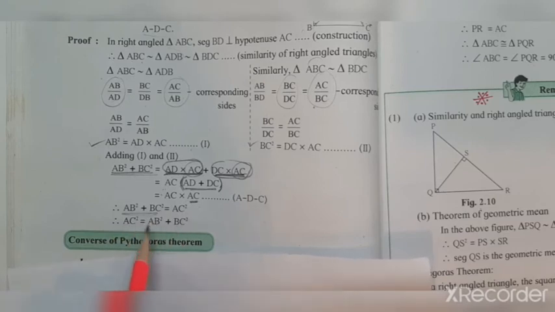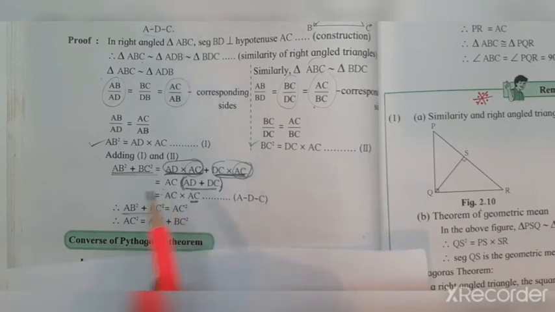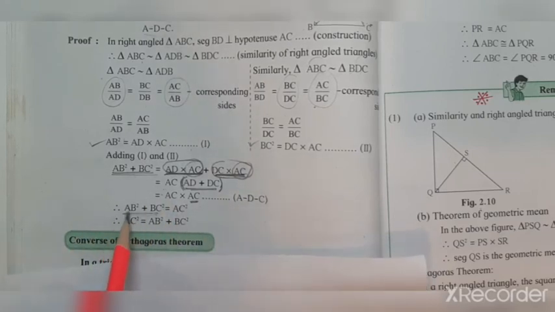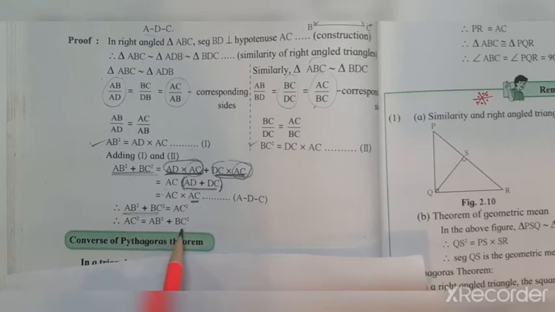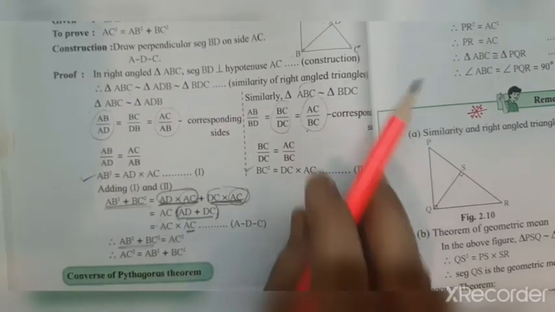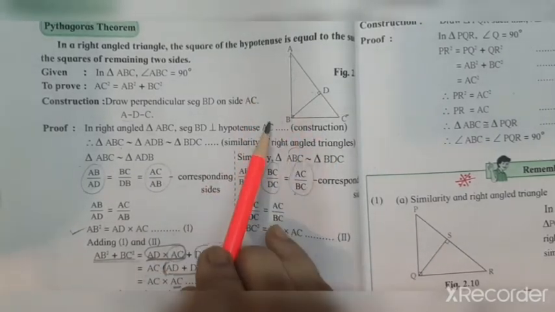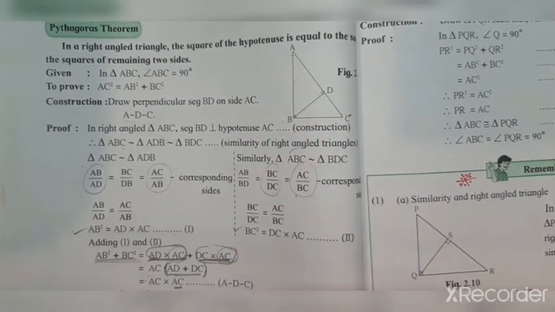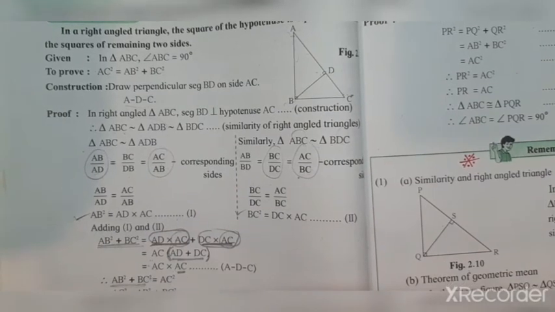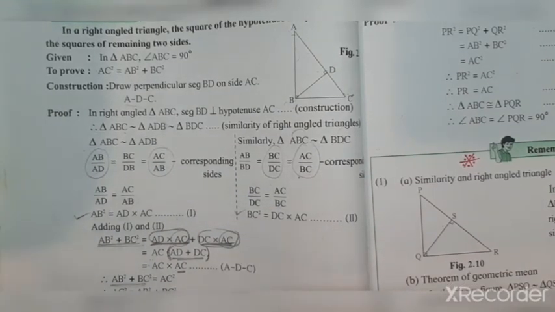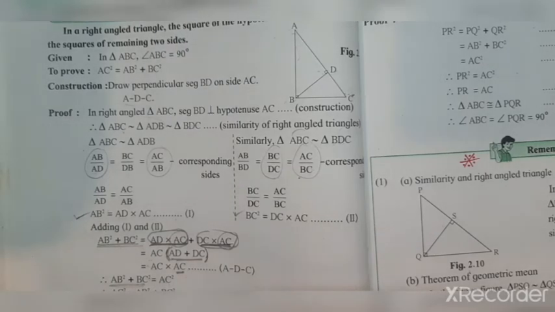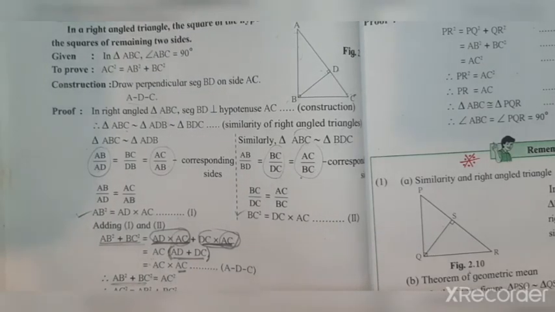So what did we get finally? AB square plus BC square equals AC square. We have just shifted things, so AC square is equal to AB square plus BC square. That is what was asked to prove. This theorem is there on page number 34 of your textbook. I hope this is clear.